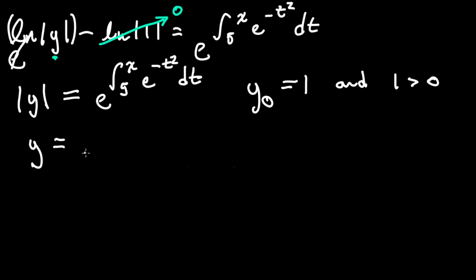So we can say that y is equal to e to the power of the non-elementary integral from 5 to x of e to the negative t squared dt. And that is our final solution.